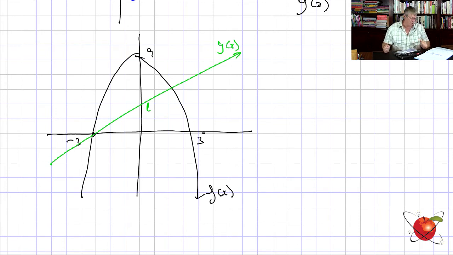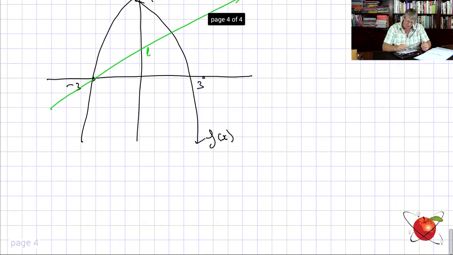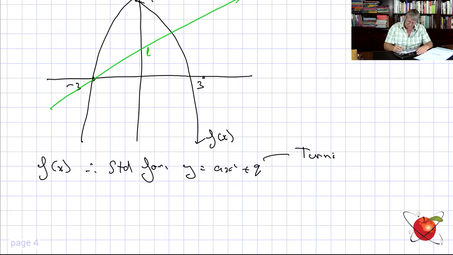The first thing they say, what are the equations of f of x and g of x? Okay, well, first of all, let's do f of x first. F of x, its shape is a parabola, therefore standard form: y is equal to ax squared plus q. Have they given us q? Yes, this is the turning point, isn't it? So we've got a turning point. So what can we do? We can just fill it in. Y is equal to ax squared plus 9.